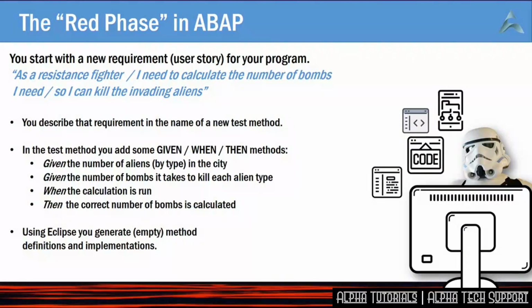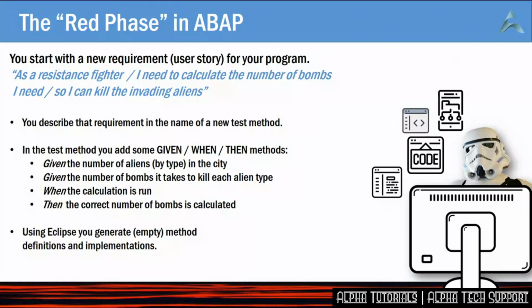We are now in the red, green, blue TDD cycle. You start with a new requirement, often called a user story. In our example, the requirement is, as a resistance fighter, I need to calculate the number of bombs so I can kill the invading aliens. This is something it should do, where "it" is the application being developed.